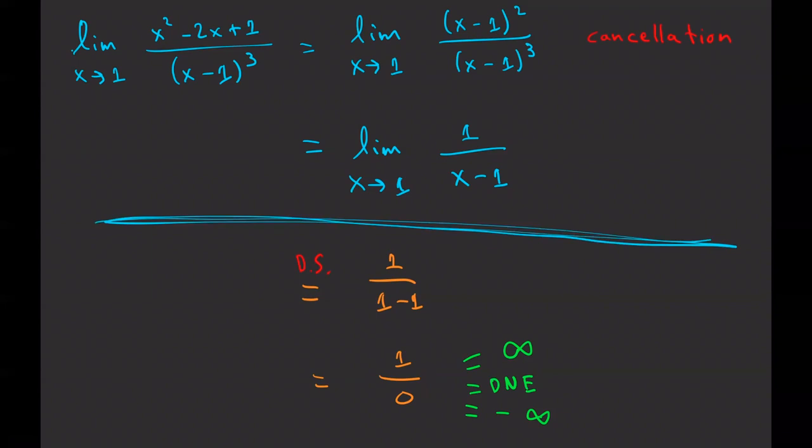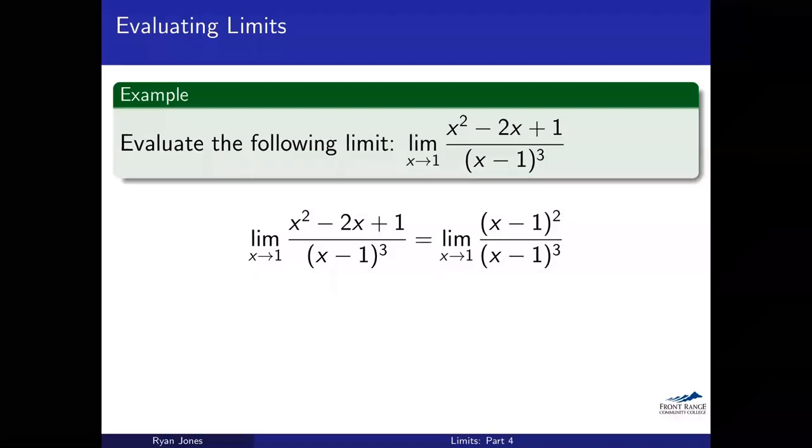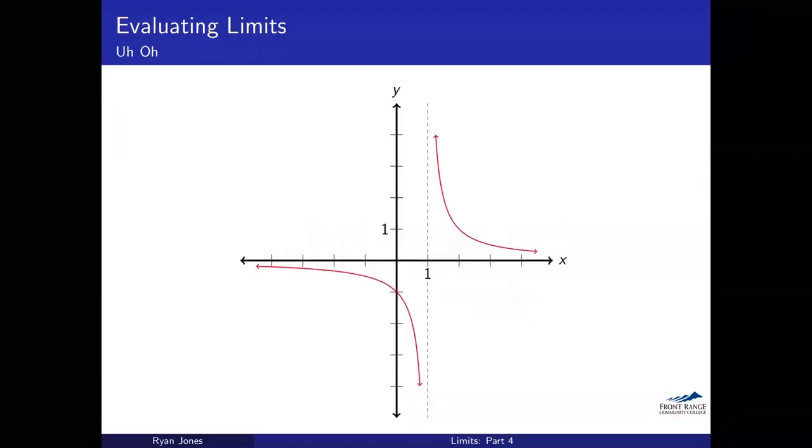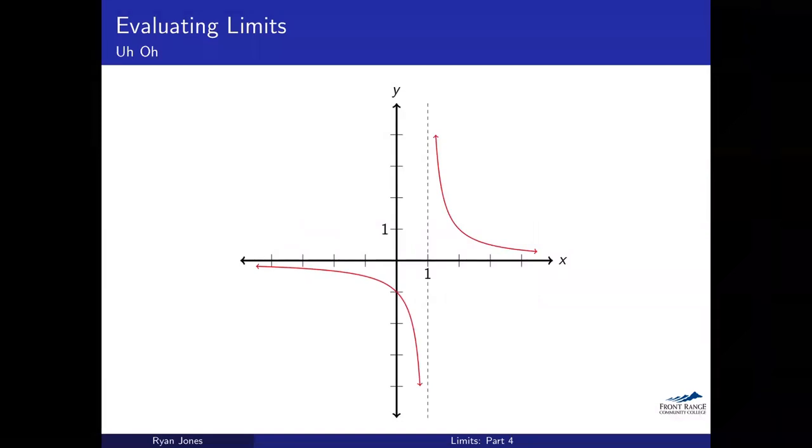Let's do this limit graphically. If we have 1 over x minus 1, we could just look at a graph of the function 1 over x minus 1. If I actually do that, I've got that graph shown right here. This is 1 over x minus 1.